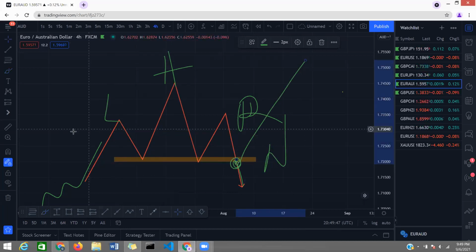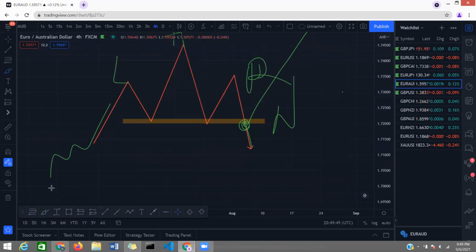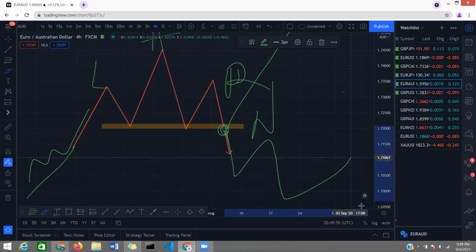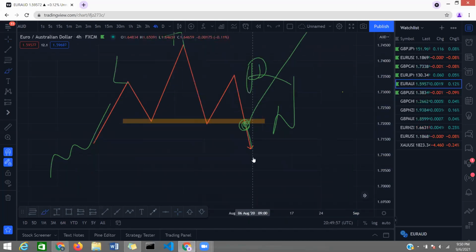This, taking into cognizance, we've not completely broken structure. So if this was structure, we've not completely broken structure because we've not created a consistent series of lower highs and lower lows. So we are not going in line with what we were originally doing, printing higher highs and higher lows. But then there is a level we are failing to break below.